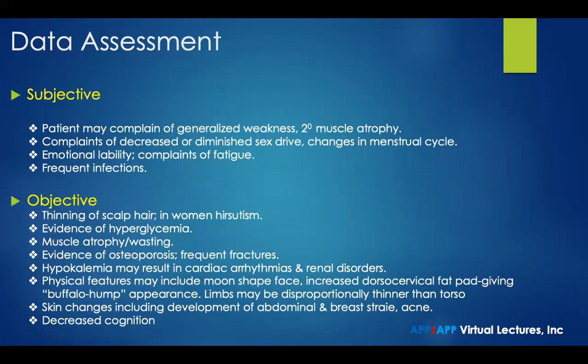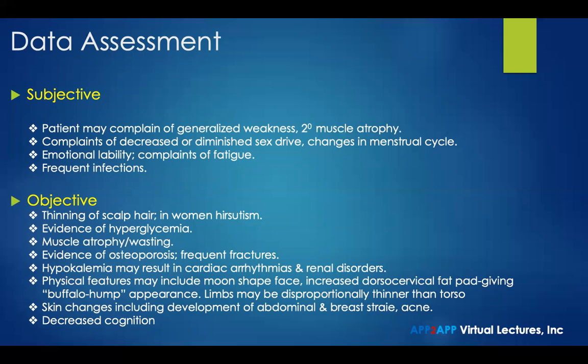Subjective findings may include complaints of generalized weakness secondary to muscle atrophy, complaints of decreased or diminished sex drive, changes in menstrual cycle, emotional lability, and complaints of fatigue. And frequently they can present with infections as well. Objective findings, including thinning of the scalp hair in women, and the women may be found to have hirsutism, evidence of hyperglycemia, muscle atrophy, wasting, evidence of osteoporosis with frequent physiological fractures.